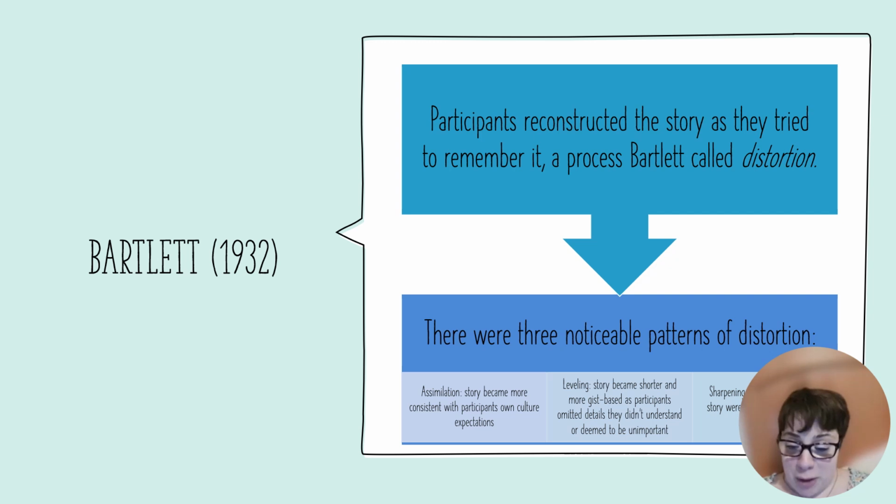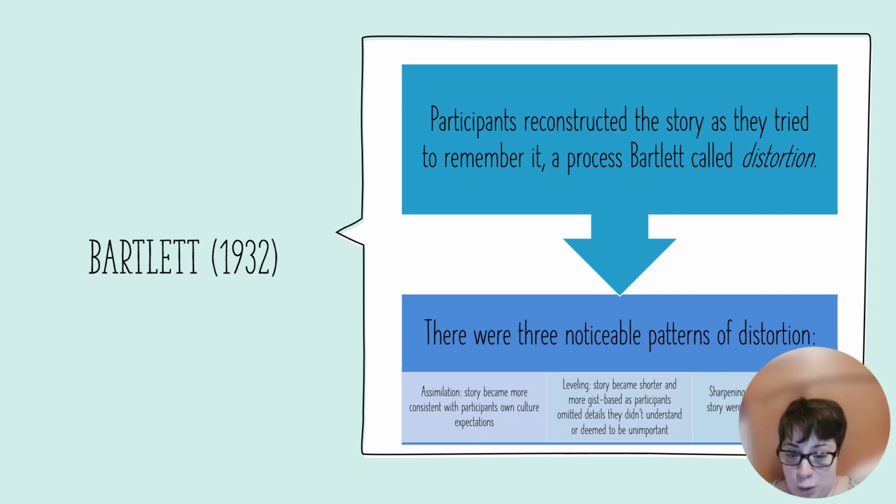First, there was what Bartlett referred to as assimilation, where the story became more consistent with the participants' cultural expectations. So, changing canoe to boat and paddles to oars, for example. He also noticed a distortion that he referred to as leveling. Leveling is when the story becomes shorter and more gist based as participants omit certain details, particularly those details they either don't understand or don't deem to be particularly important.